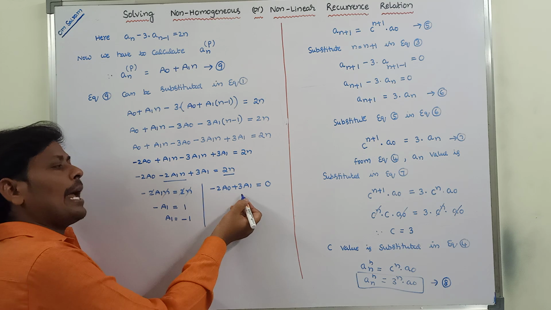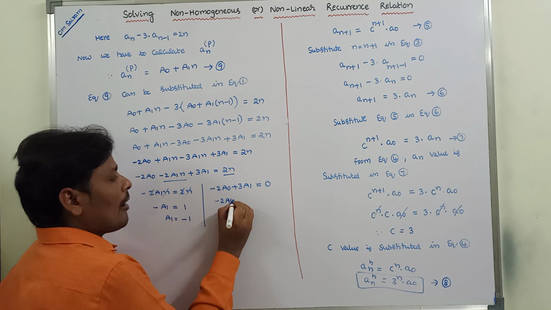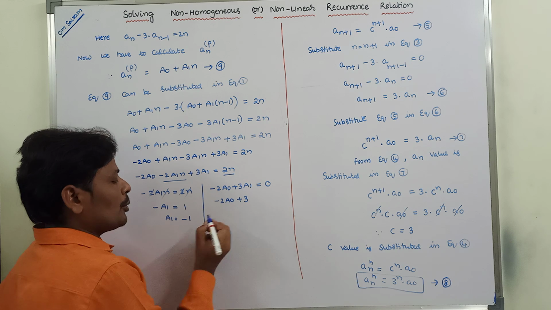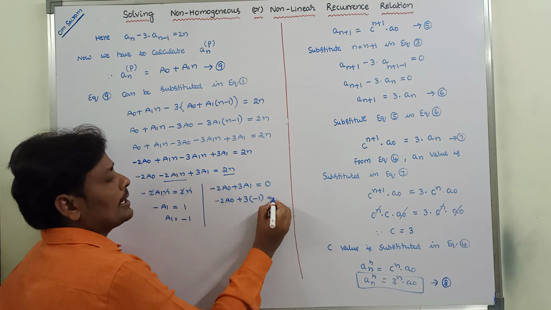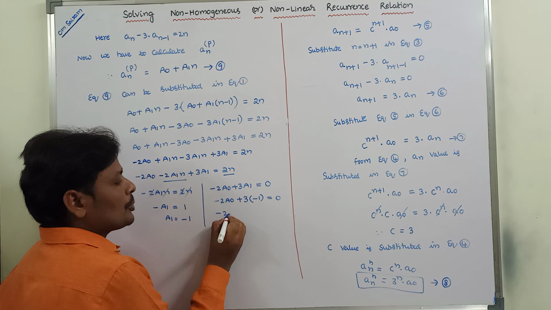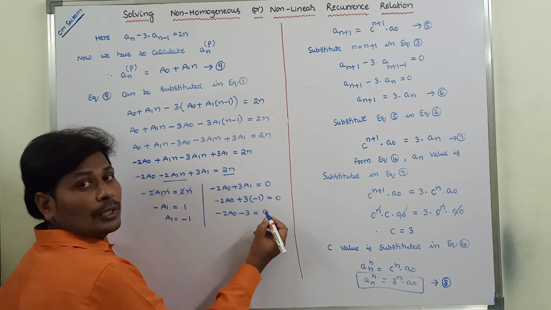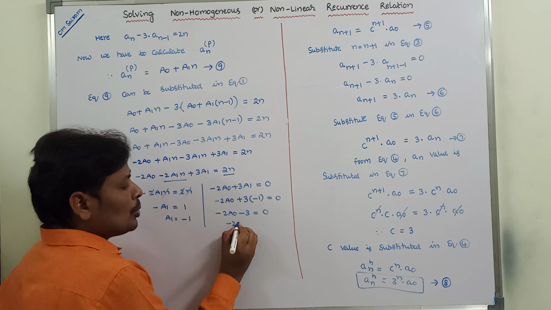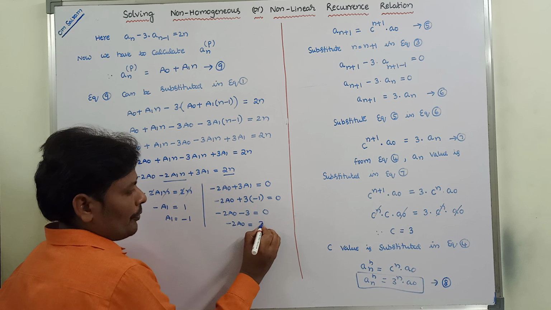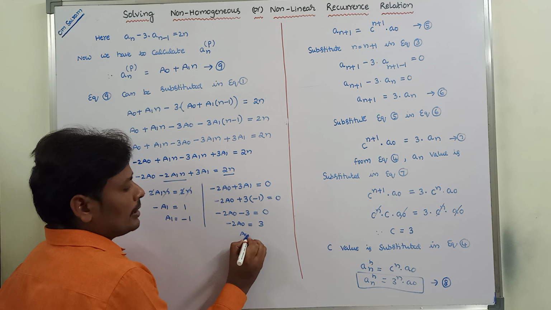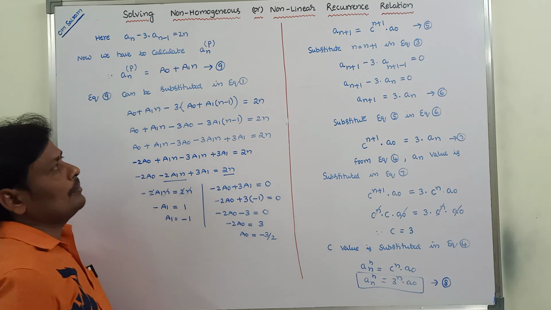Now substitute the a1 value in this one. So minus 2a naught plus 3 into, what is the a1 value here? Minus 1. Okay, is equal to 0. Minus 2a naught minus 3 is equal to 0. Minus 2a naught is equal to 3. So a naught is equal to minus 3 by 2.